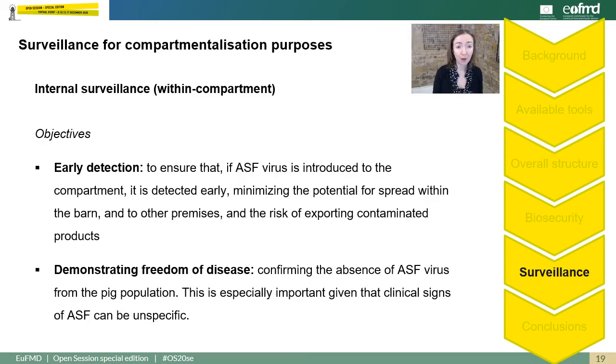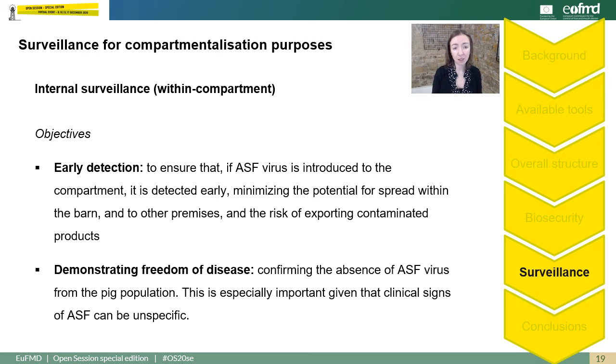The last topic we will cover in this presentation is about disease surveillance in the context of compartmentalization. This is obviously a critical topic when implementing a compartment, and disease surveillance can be divided into two main components: internal surveillance and external surveillance. Internal surveillance means surveillance implemented within the compartment by the compartment operator. External surveillance is implemented outside the compartment by the vet authorities.